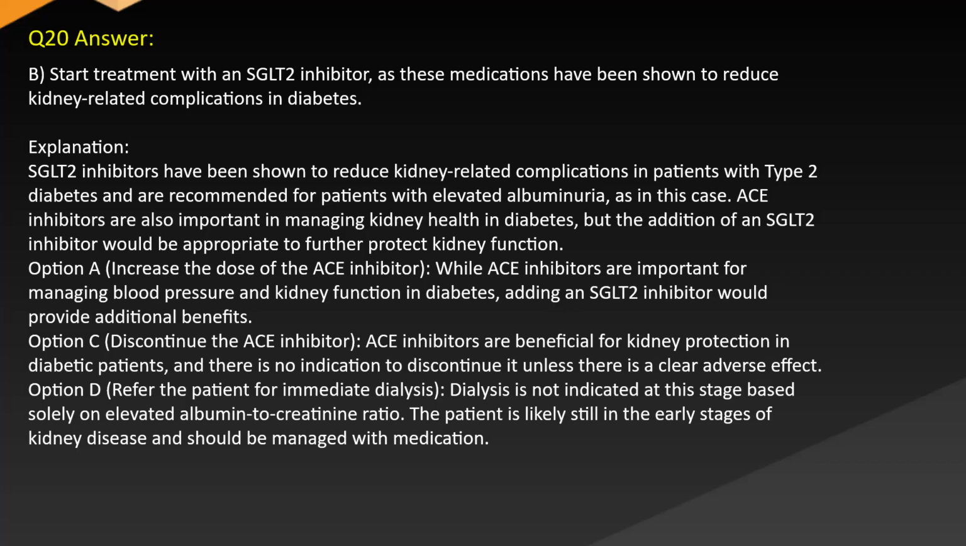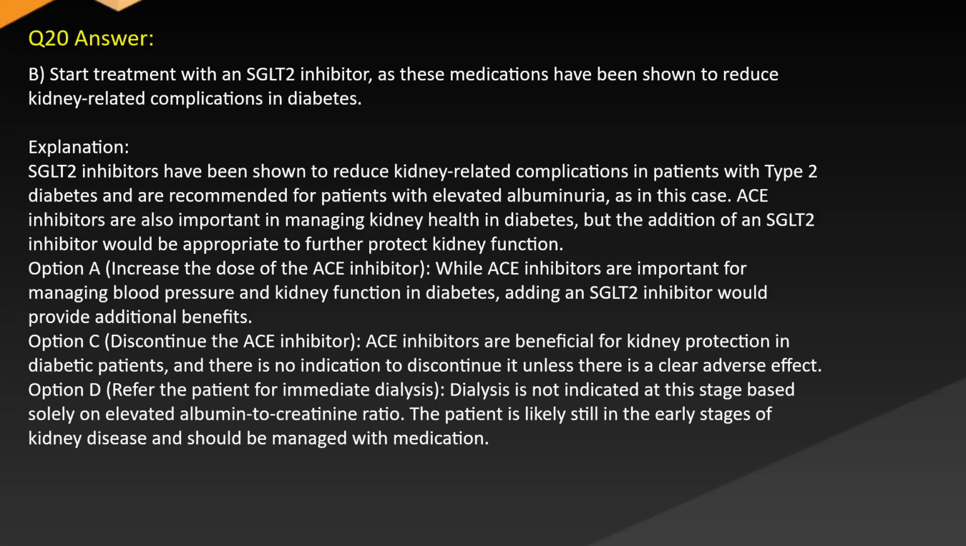ACE inhibitors are also important in managing kidney health in diabetes, but the addition of an SGLT2 inhibitor would be appropriate to further protect kidney function. Option A, increase the dose of the ACE inhibitor. While ACE inhibitors are important for managing blood pressure and kidney function in diabetes, adding an SGLT2 inhibitor would provide additional benefits. Option C, discontinue the ACE inhibitor. ACE inhibitors are beneficial for kidney protection in diabetic patients, and there is no indication to discontinue it unless there is a clear adverse effect.